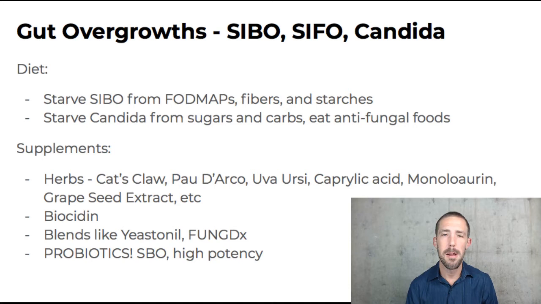But what are some supplements that you can take? Well, there are individual herbs, things like cat's claw, pau d'arco bark, uva ursi, different herbs, different barks, caprylic acid and monolaurin, both of which are found in coconut oil. So there are good antifungal, antibacterial properties in coconut oil. Grapeseed extract, olive leaf extract, there's a zillion of them. If you type in antifungal essential oils, it's almost all of them. If you type in antifungal herbs, it's almost all of them. Herbs and essential oils, we call this God's pharmacy. There's tons and tons of natural things.